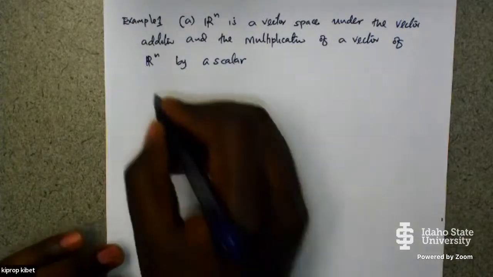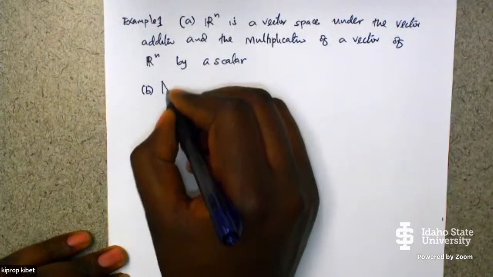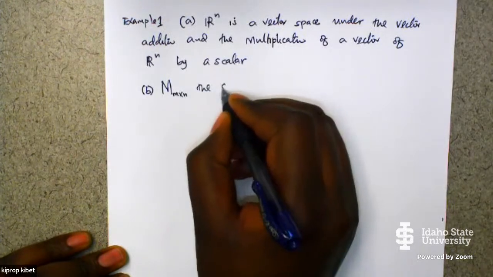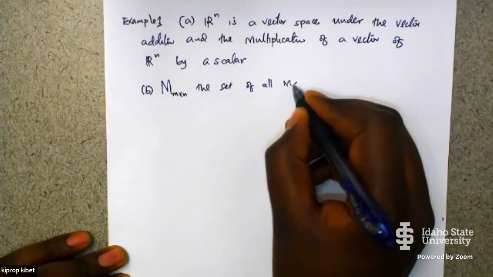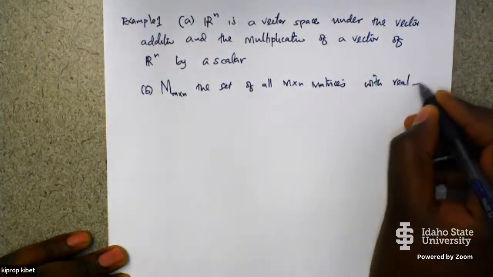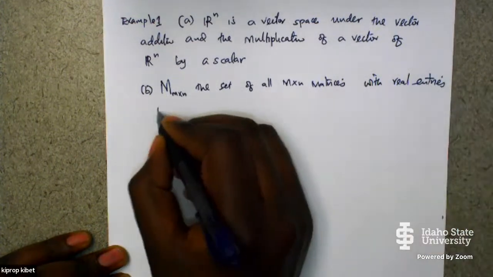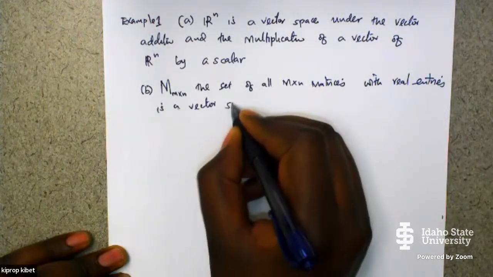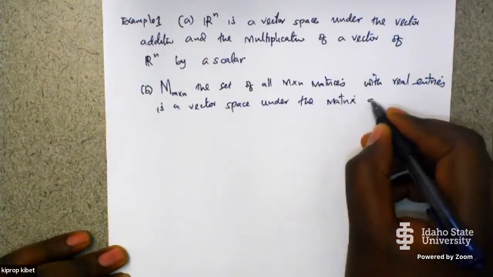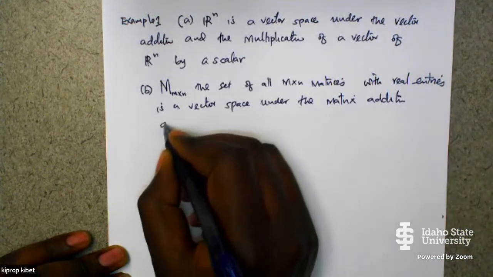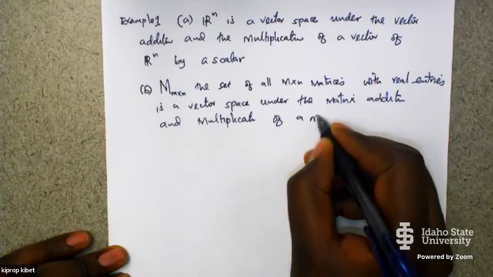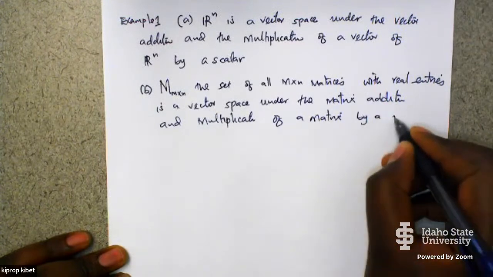Another one which we looked at is the matrices. If we have an M by N matrix, then the set of all M by N matrices with real entries is a vector space under the matrix addition and multiplication of a matrix by a real scalar.